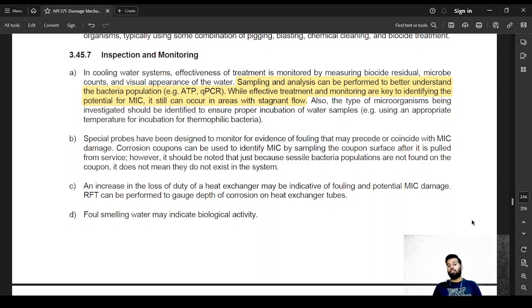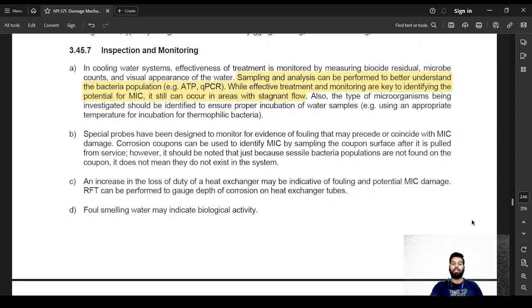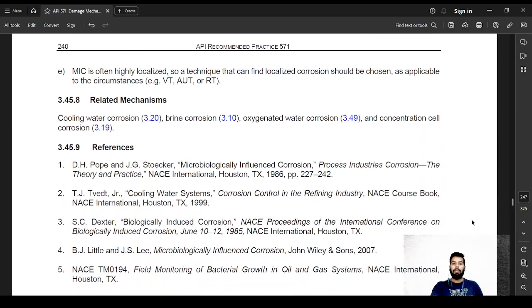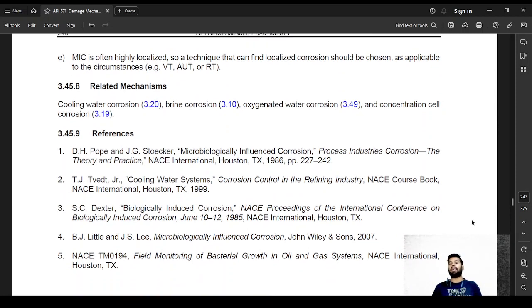The increase in the loss of duty of the heat exchanger may be indicative of fouling and potential for MIC damage. RFT can be performed to gauge the depth of corrosion on the heat exchanger tubes. Foul smelling water may indicate biological activity. MIC is often highly localized, so a technique that can find localized corrosion should be chosen as applicable to the circumstances, that is VT, automated UT or RT. Related mechanisms are cooling water corrosion, brine corrosion, oxygenated water corrosion and concentrated cell corrosion.